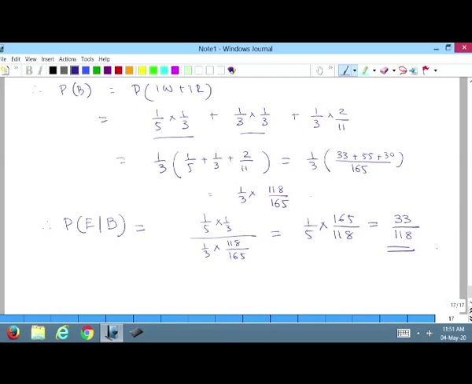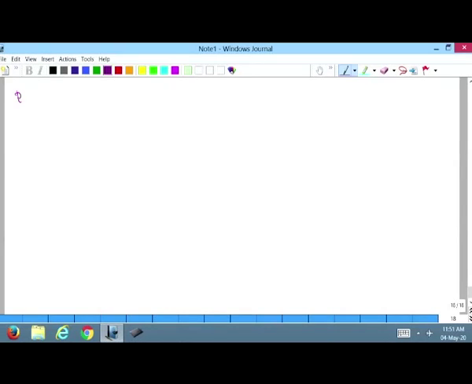That is the answer. In a similar way, you can calculate for the other 3 bags and you will find the answer accordingly. In fact, you can see from here and you can understand that the a posteriori probability for bag B is going to be 55 upon 118 and for bag C is going to be 30 upon 118. Let me solve one more problem on conditional probability and Bayes theorem before we stop.